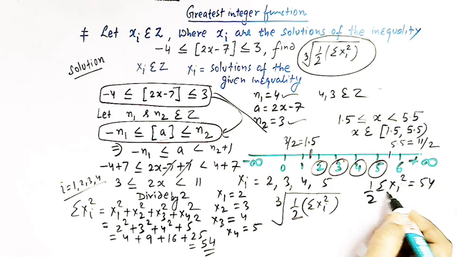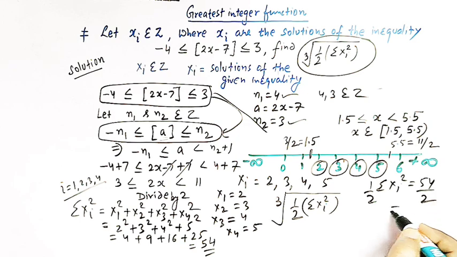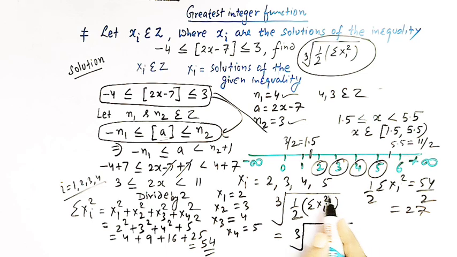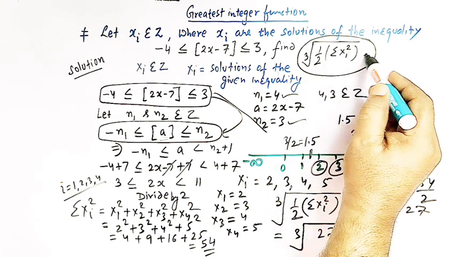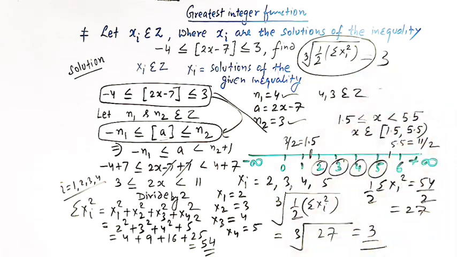So half of sigma xi square is equal to 54 over 2, that is 27. And now we have to find the cube root of half of sigma xi square, that is 27. And the cube root of 27 is equal to 3, right? So the value of this expression is equal to 3.